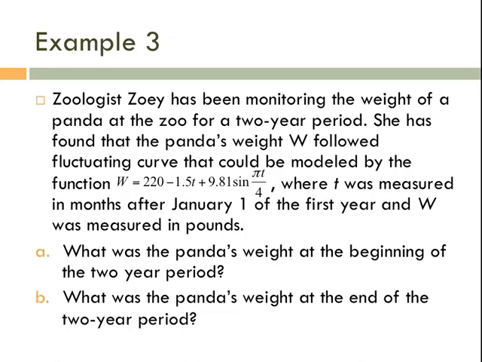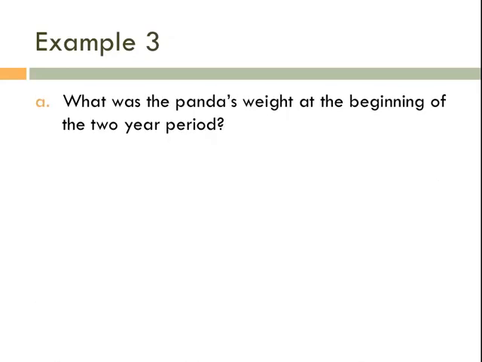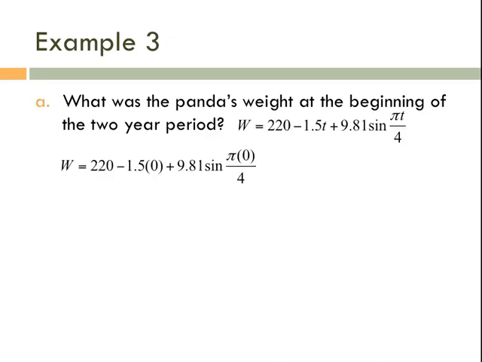Okay, so at the beginning of the 2-year period, we're really talking about January 1st. So at the start. So how much time has passed in that case? Well, if we're starting on January 1st, at the beginning of that 2-year period, we're really talking about when t is equal to 0. So we can plug in 0 for t, and this is actually, again, pretty easy for us to simplify even without the use of a calculator.